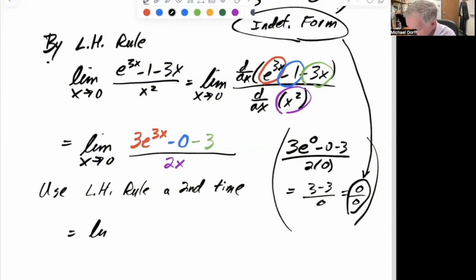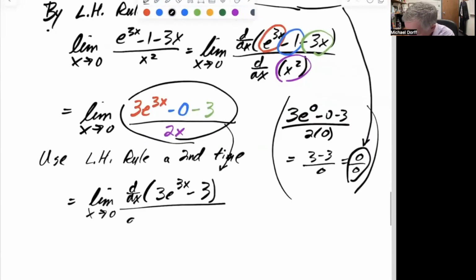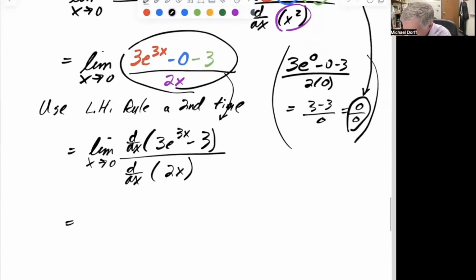So now I'm going to get the limit as x goes to 0, and I'm going to do the derivative of what I have here, 3e to the 3x minus 3. So that's what I'm going to do for L'Hopital. And then here, I'm going to take the denominator, and I'm going to get the derivative of 2x. All right, so then that's going to equal the limit.